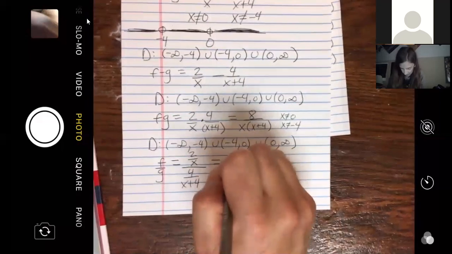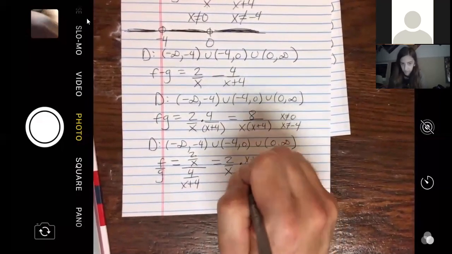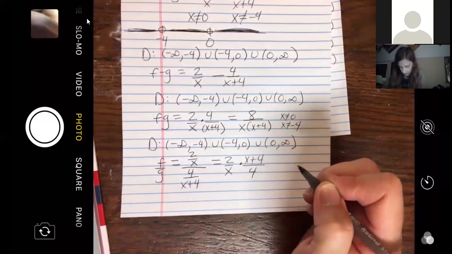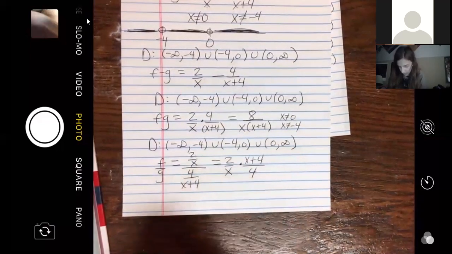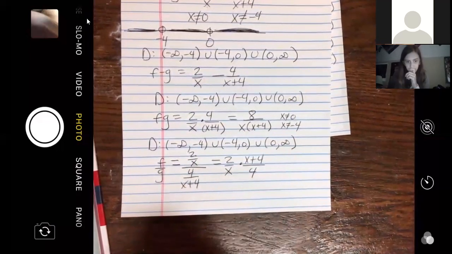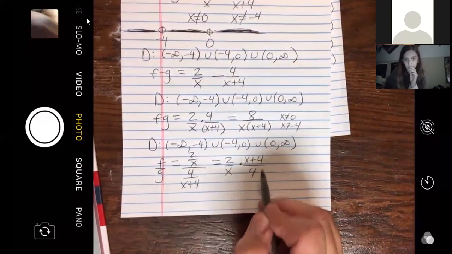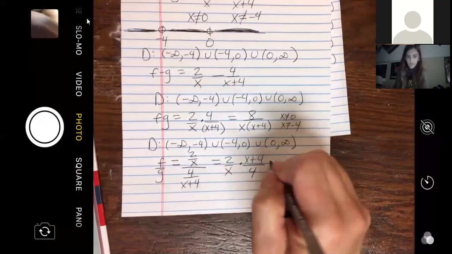Now that's going to take 2 over x, and you see you multiply by x plus 4 over 4. You remember when you divide fractions, you flip the bottom one or second one? Which puts the x plus 4 in the top. So that would make, go ahead.